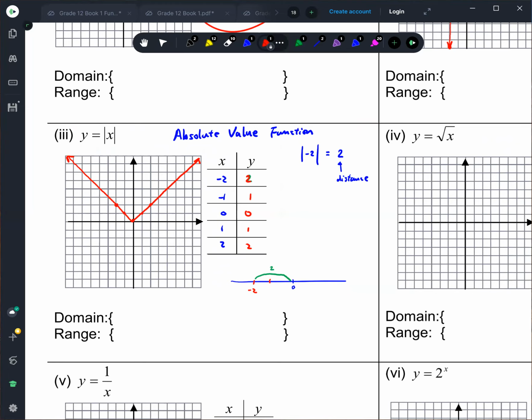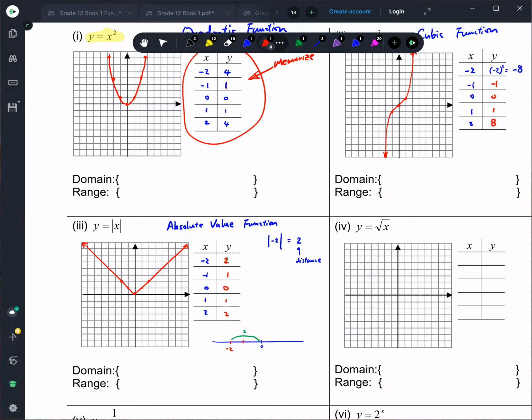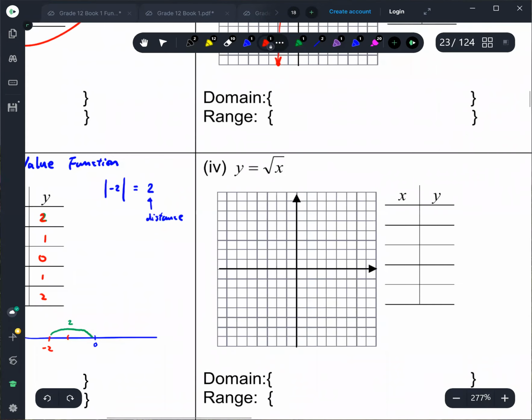So far, the three graphs that we have, the table is very similar, right? They all have -2, -1, 0, 1, 2. Okay, very easy to remember. But the next one, it doesn't, okay? Because you get square root, you cannot have negative inside square root. Okay, so we are not going to use the same x values.